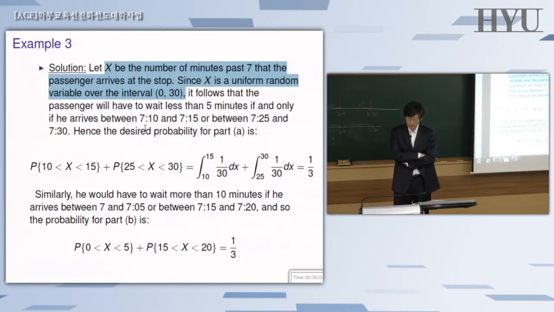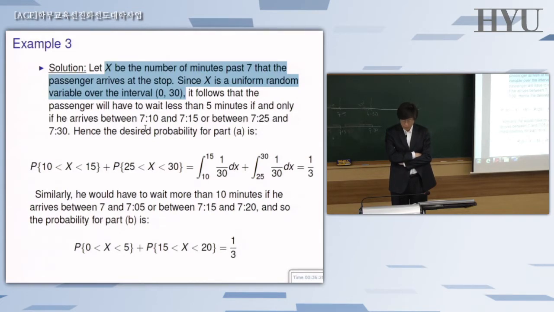So if it waits less than 5 minutes, it's either between 7:10 and 15 or between 25 and 30, which is what these pictures are representing. You figure out the probability for each, which can be easily computed using this fact that this is uniformly distributed.